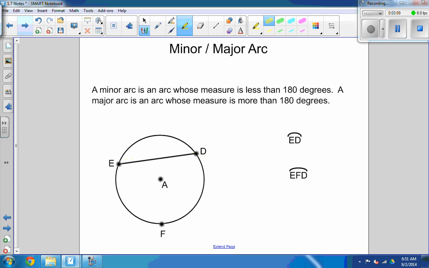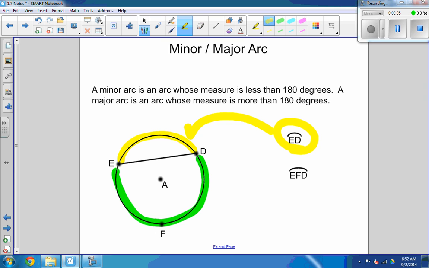A minor and a major arc. A minor arc is an arc whose measure is less than 180 degrees. So this is a minor arc. A major arc is an arc whose measure is more than 180 degrees. So you can see the major arc is in green. Now you'll notice I have two names here, arc ED. Arc ED, that is our minor arc that you saw here.